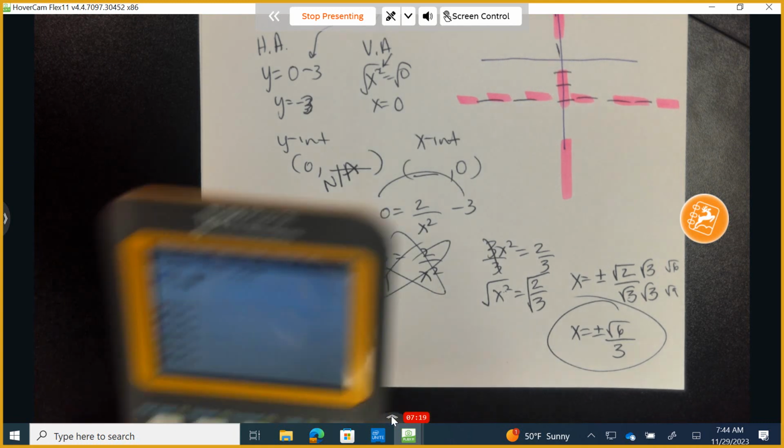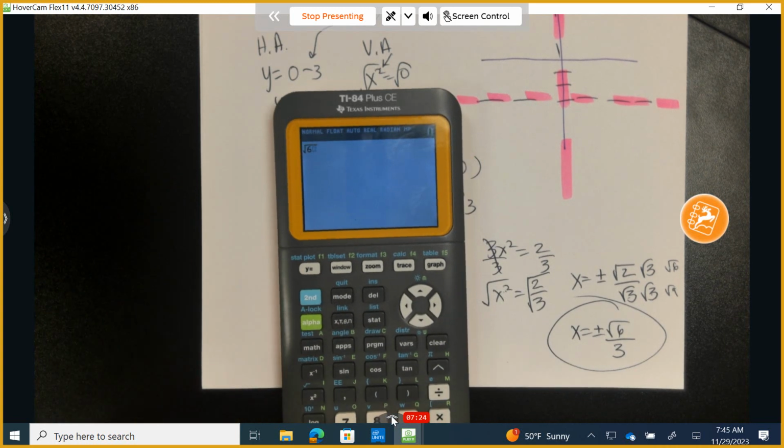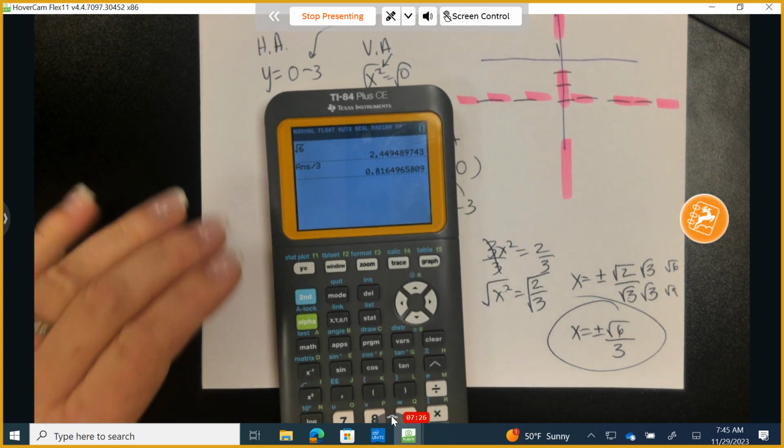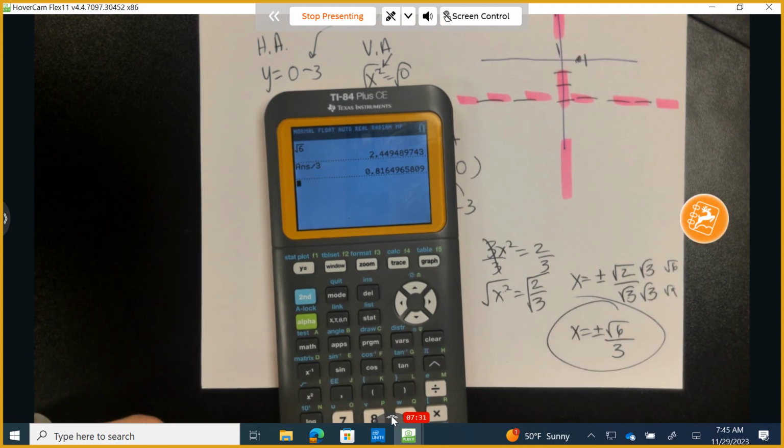I have no idea what that is. So I'm going to come back up here, and let's just see what that would be. Square root of 6, get an answer, divided by 3. So we have about 0.8. So if here's 1, we have 0.8. And again, it's going to be just the opposite.